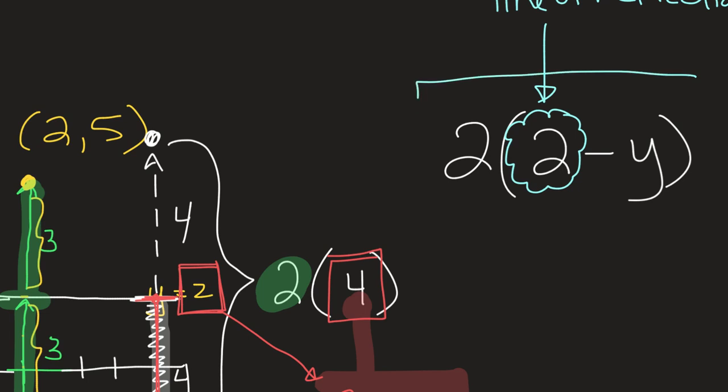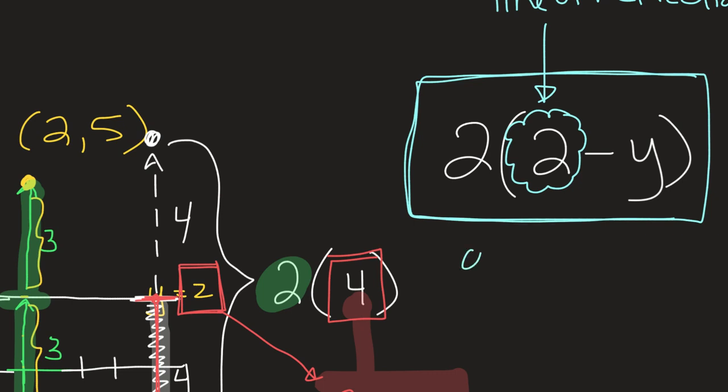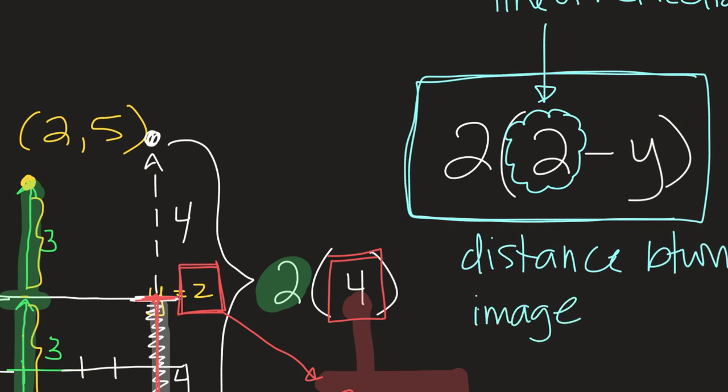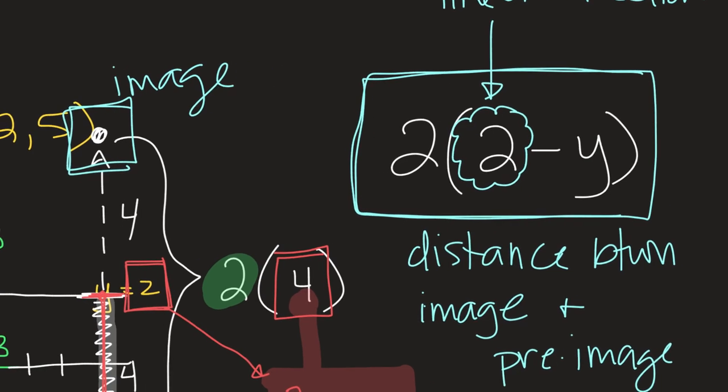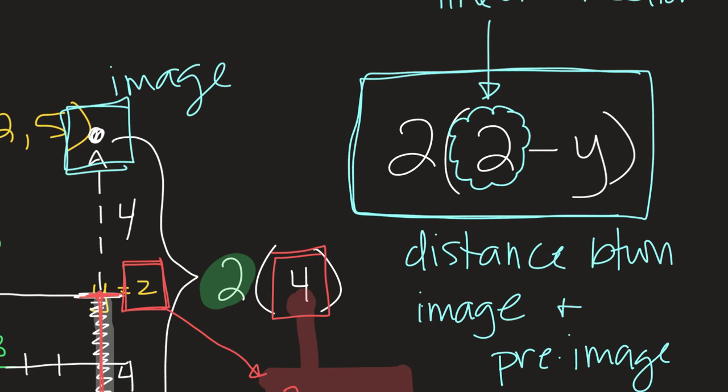So this tells us the distance between our points. There's a shorthand: between your image and your pre-image. Your image is the point after your reflection. This is your image point. The pre-image is the original value that we started with. Your pre-image is the point that we start with, and the image is what we get. So that's the distance between the image and the pre-image. A pretty important idea.